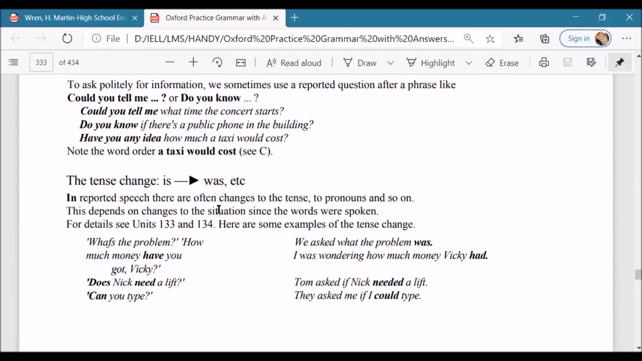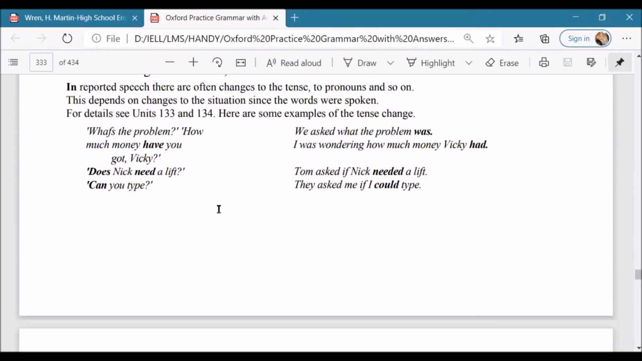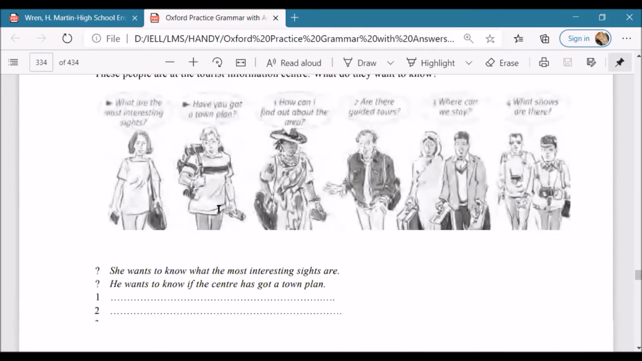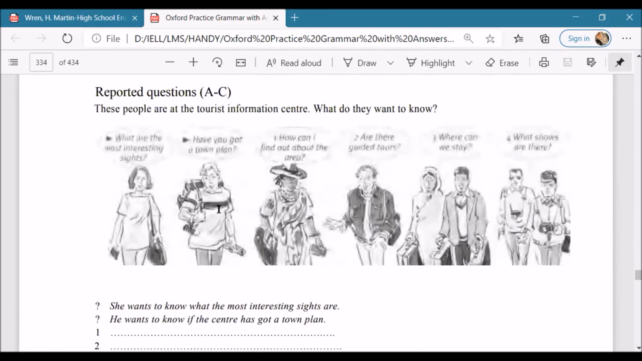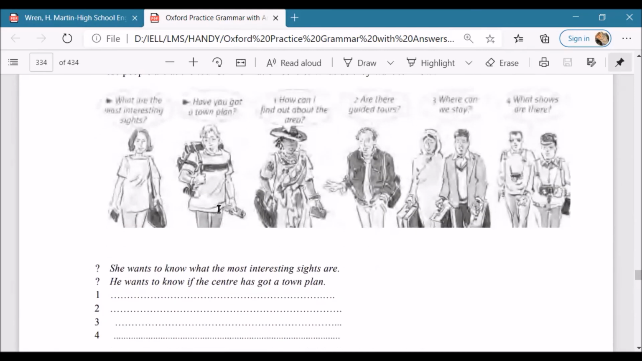And here are certain more rules. Again, the tense rule would remain the same in the questions as well. Now we have some more exercises. Here you can take the screenshot.